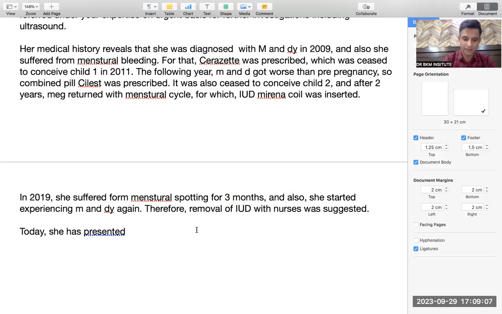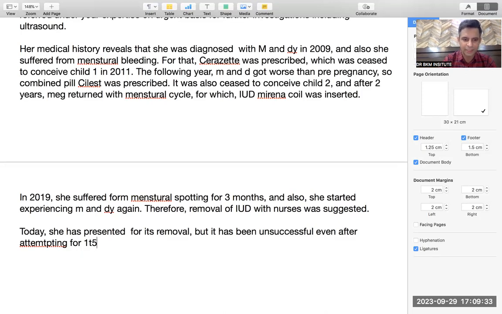So that is where I am to the point. She has presented for the removal. For its removal, I want to correlate. So IUD was, so it is connecting with this. Removal of IUD was suggested. She has presented for its removal. But it has been unsuccessful. Now I will write the complete story, even after attempting for 15 minutes.